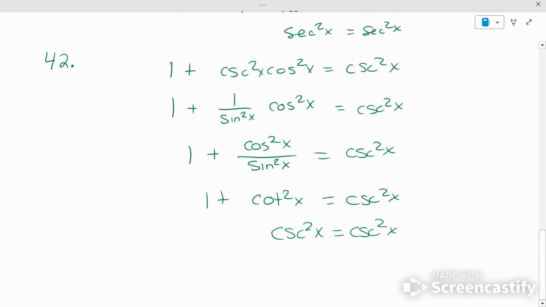42. Same thing, except for with cosecants and cosines. So cosecant squared is 1 over sine squared. Cosine squared over sine squared is cotangent squared, which is cosecant squared. We good on that? Okay. So let's just go through a few examples, and then I'll assign the next one out for you.